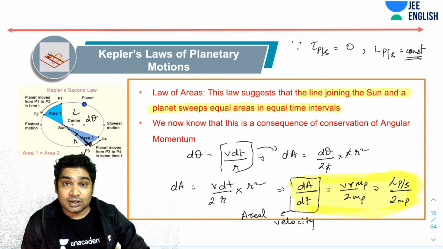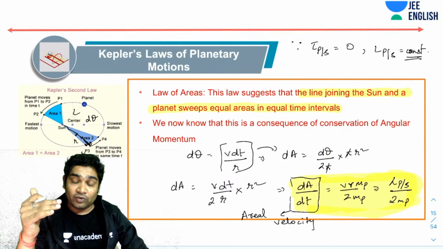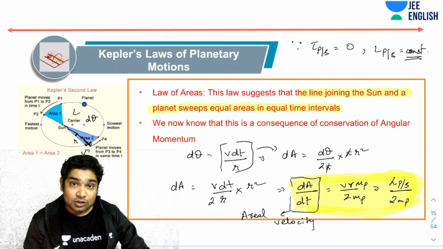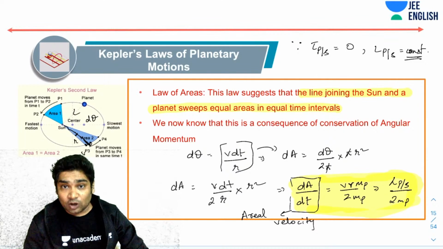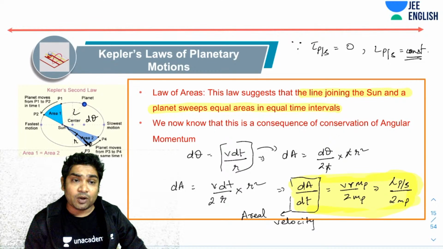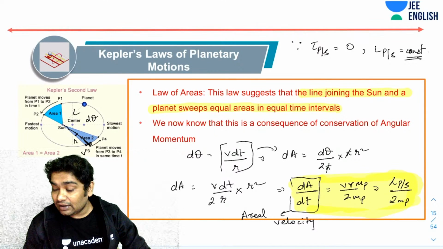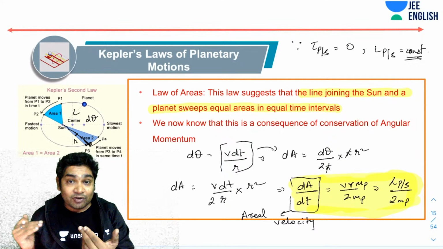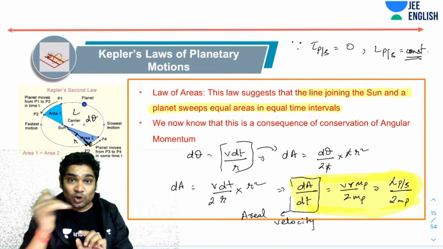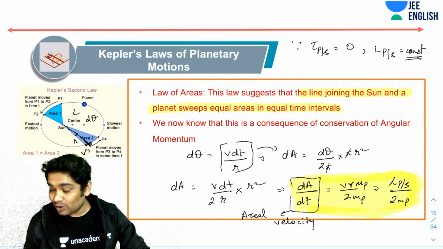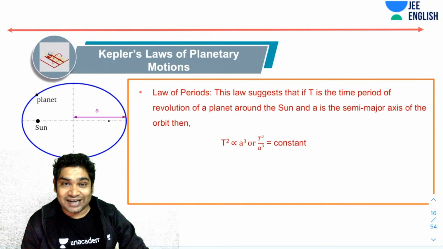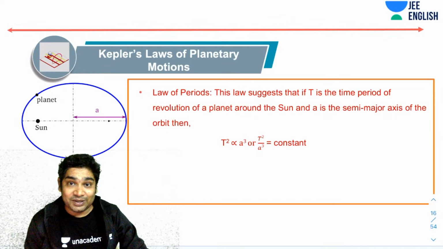You realize in that equation you have the angular momentum of the planet with respect to the sun over 2 times the mass of the planet. Now, angular momentum is constant and the mass of the planet is constant, so the aerial velocity anywhere in the orbit would be constant. This implies that when the planet is far away from the sun, it will move slower, and when it is closer to the sun, it moves faster. That is a very important consequence, so pay attention to that. Remember that a lot of questions are asked from the previous equation.